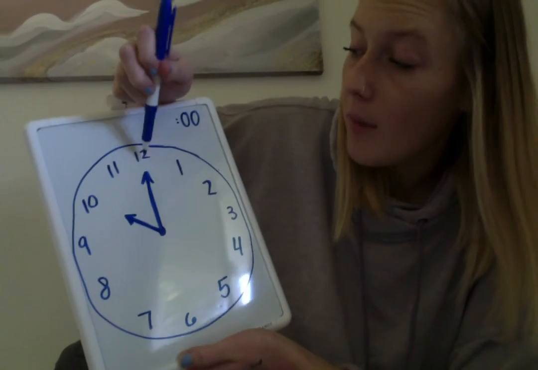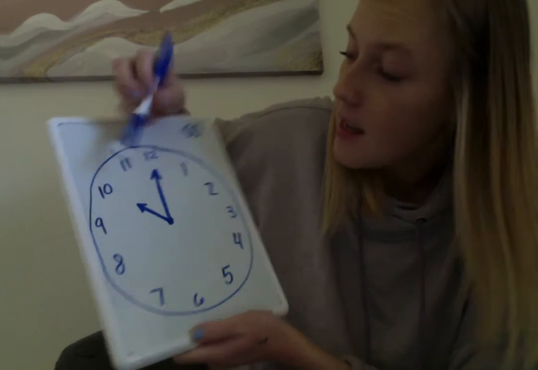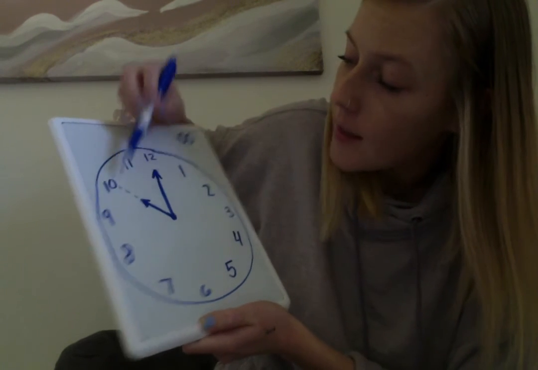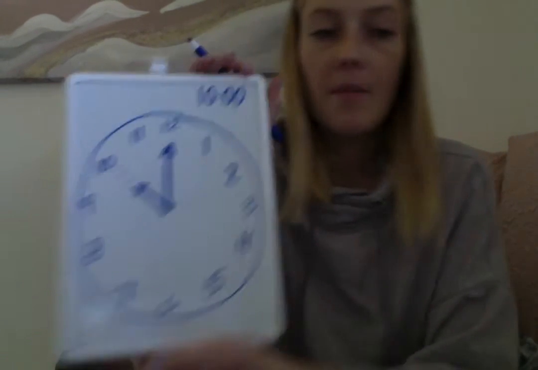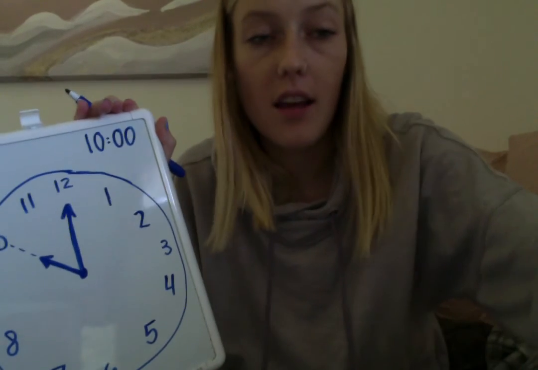So we know that since my minute hand is pointing to the 12, now we have to look at the hour hand and see what number that hour hand is pointing to. I see that it's pointing to the 10. So in this picture, it is 10 o'clock. So you can color that clock in.